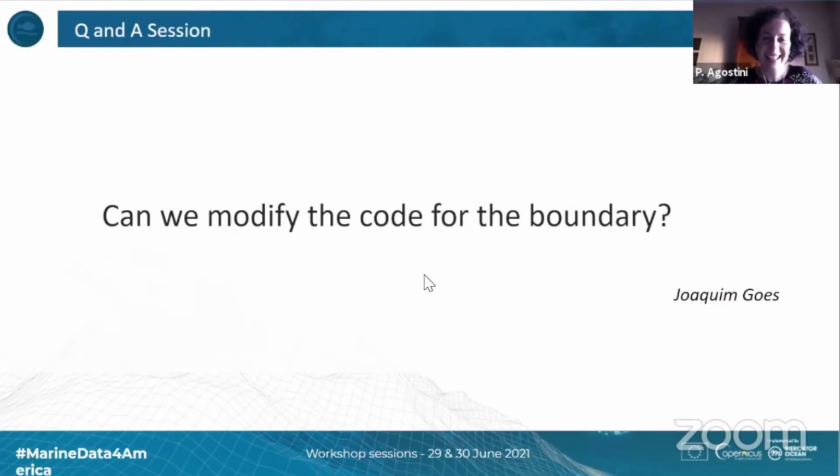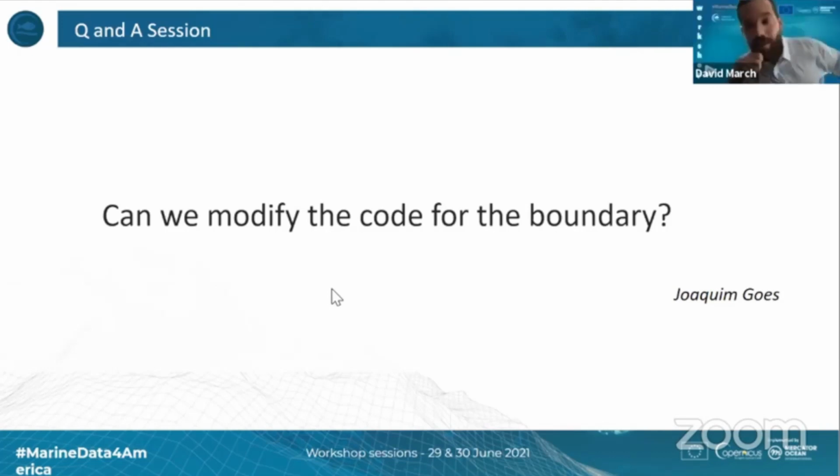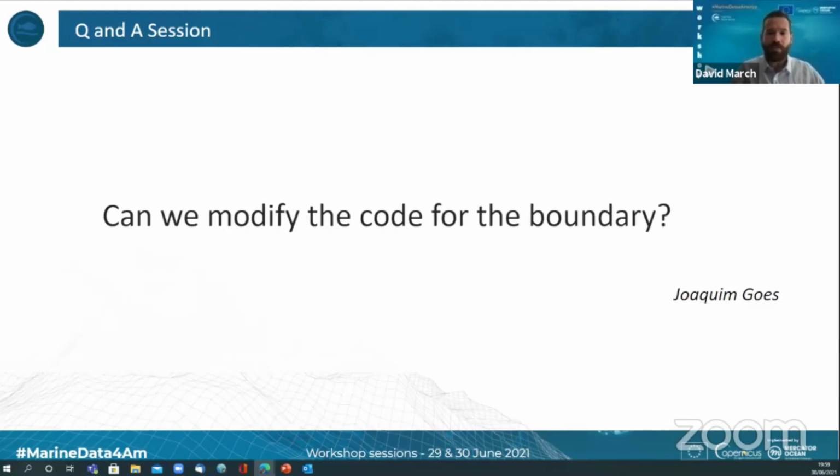Can we modify the code for the boundary... I don't know to which it refers. Maybe they refer to the boundary from the marine protected area. If this is the case, absolutely. You can change and use any type of polygon shape that you want, and then you can reuse the code to extract information. You can use it, of course, for any other marine protected areas.